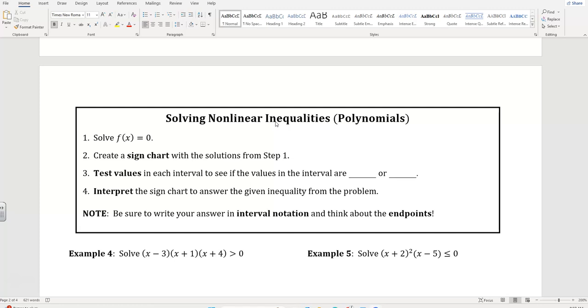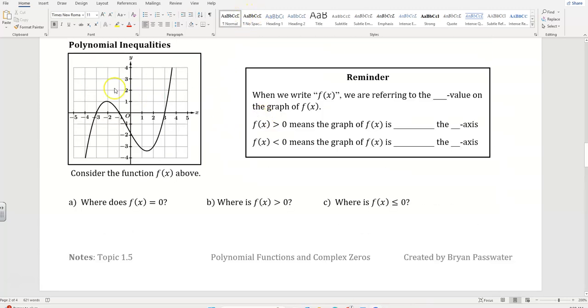So, nonlinear inequalities. Nonlinear means that we have a higher degree than 1, right? So we've got something like x squared, or x to the third, something of that nature. Whenever we solve nonlinear inequalities, up here we're talking about looking at where the graph is greater than or less than 0, right? We talked about that here.